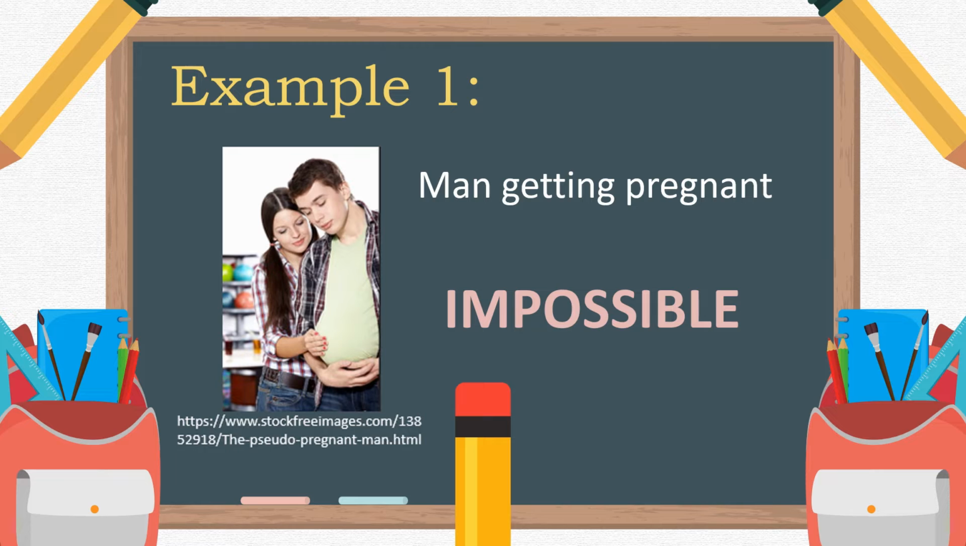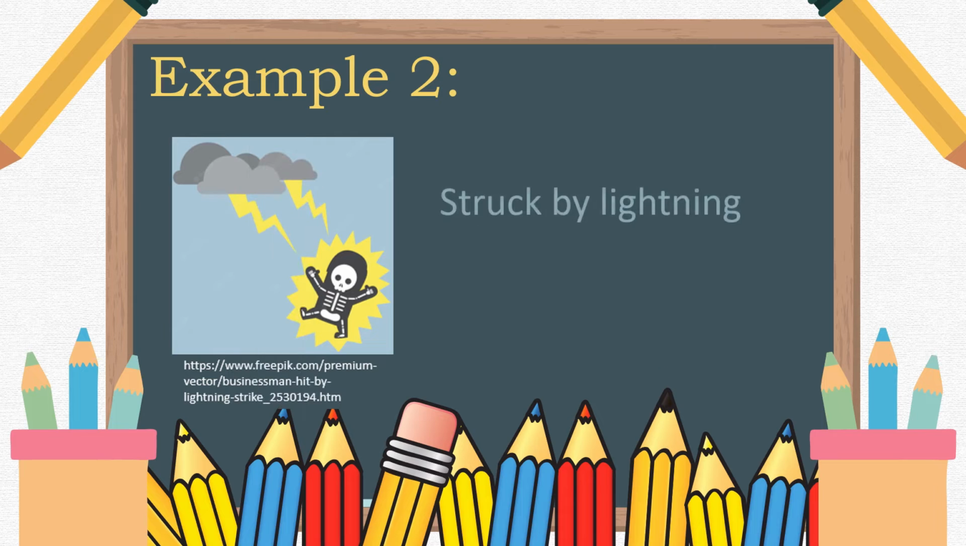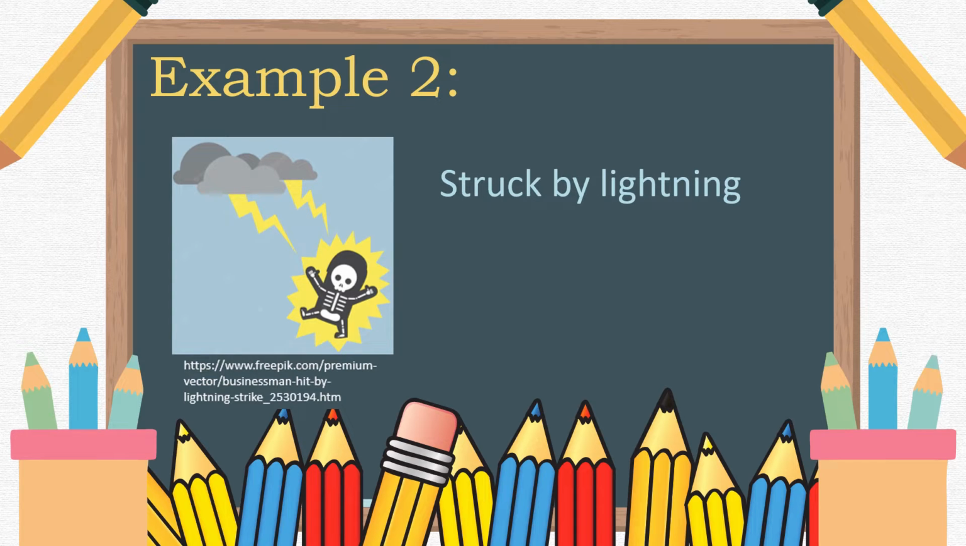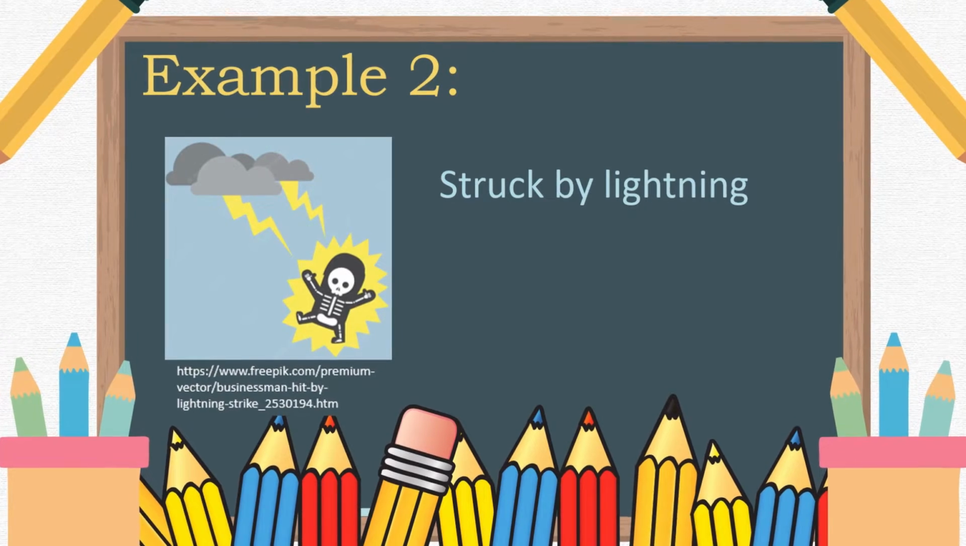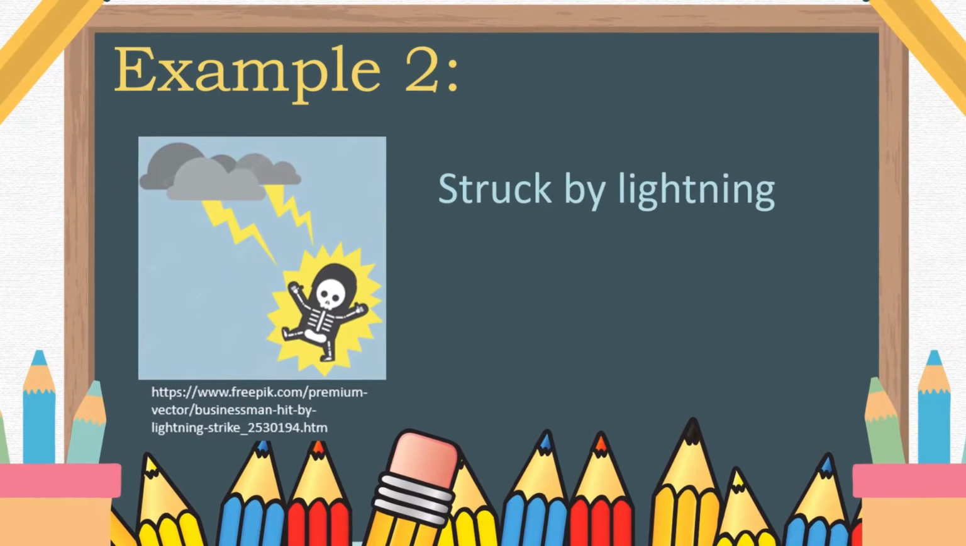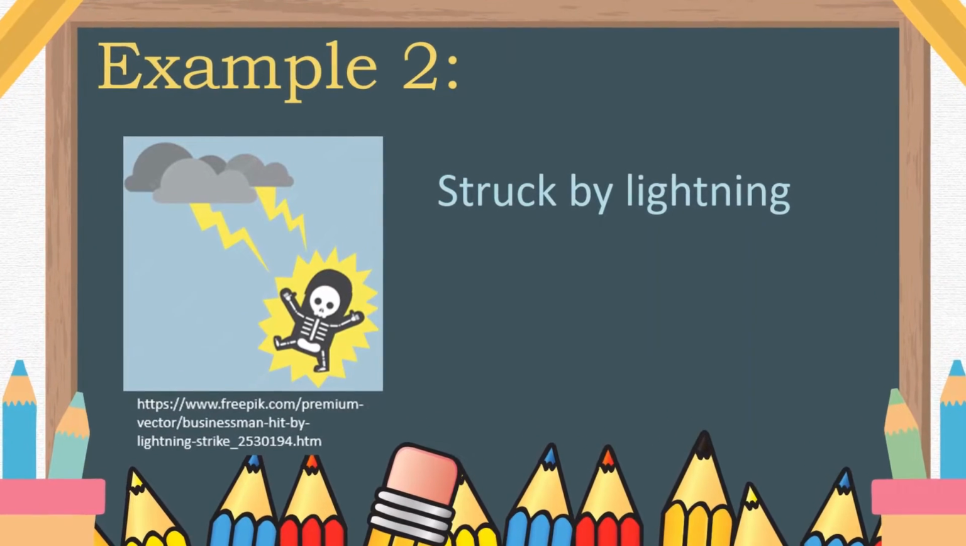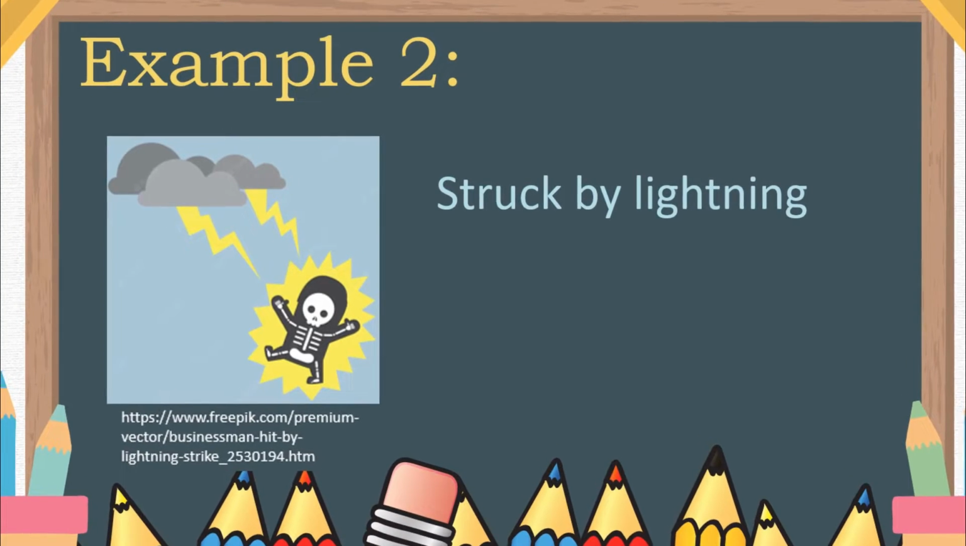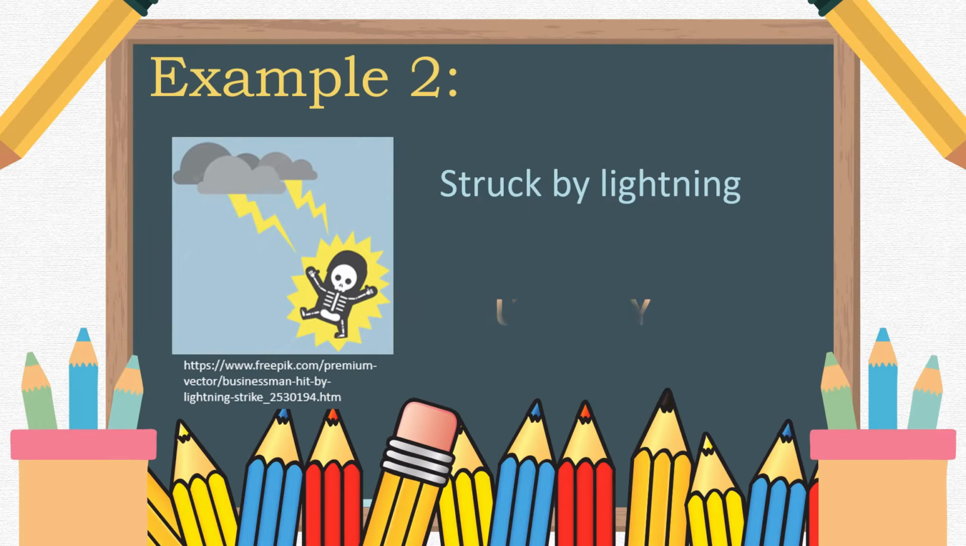So wala pa tayong nakita na lalaking nagbuntis. Example number 2. Struck by lightning. So sa lahat ba ng pagkakataon may tinatamaan ng kidlat? Okay, so not in all cases is someone struck by lightning. So meron sigurong ilang pagkakataon na may mga tao o mga bagay na tinatamaan ng kidlat.